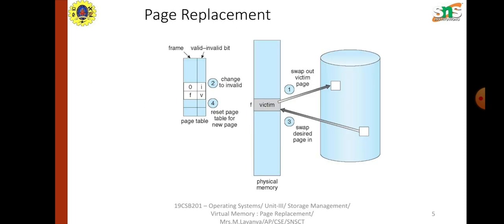For that, we have to select the victim frame. That is nothing but deciding which data can be moved to the backing storage, and the space allocated for that victim will be reallocated for the next data. This is the process of victim selection.